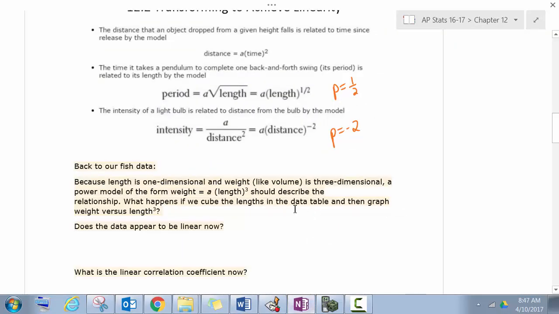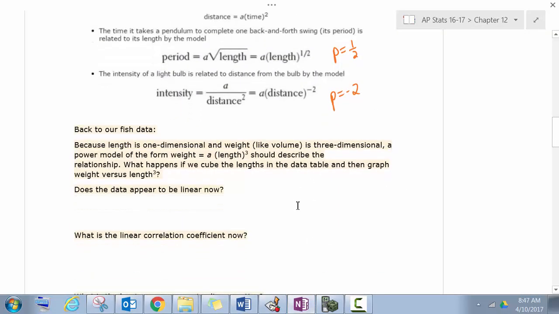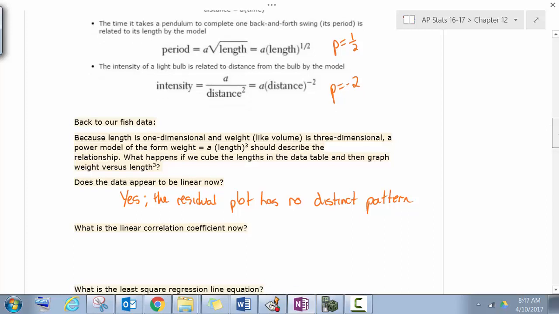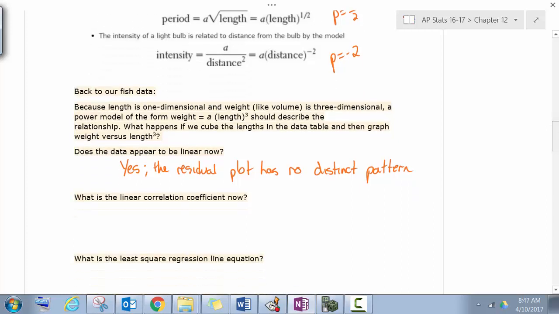So does the data appear to be linear now? Yes. And why is that? We need to explain. The residual plot has no distinct pattern. And you might say there's somewhat of a pattern, but it's not a distinct one. There's no curve like we saw before. Linear correlation coefficient now is 0.9976, so much better.